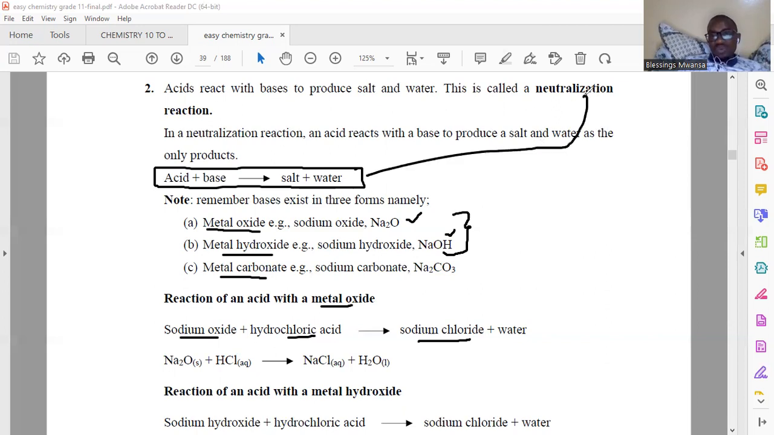This is referred to as a neutralization reaction. Only two things are produced, salt and water. This is when we are using a base which is in form of a metal oxide and a base which is in form of a metal hydroxide. We'll soon look at the base and we'll be able to understand what is a metal oxide, what is a metal hydroxide. So these are called bases. A reaction of a base and an acid is known as a neutralization reaction. It produces salt and water only.